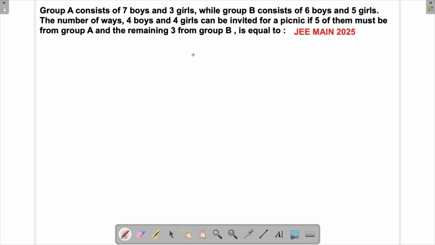Generally, whenever you get a question like this, you should note down all the information, and only then can you solve it. Group A consists of seven boys and three girls. Then you've got group B, which contains six boys and five girls. You have to invite four boys and four girls for a picnic, and five of them must be from group A. So we have to choose five from here and three from here.